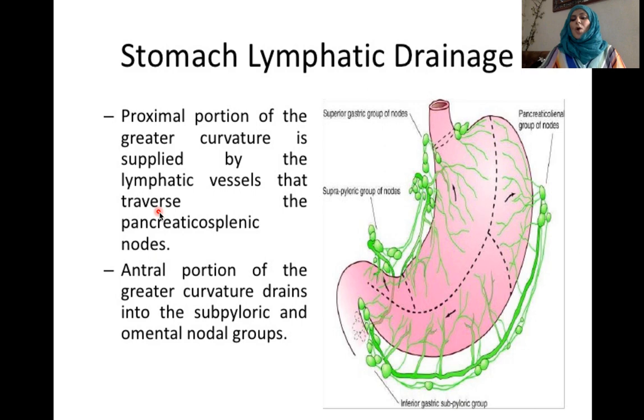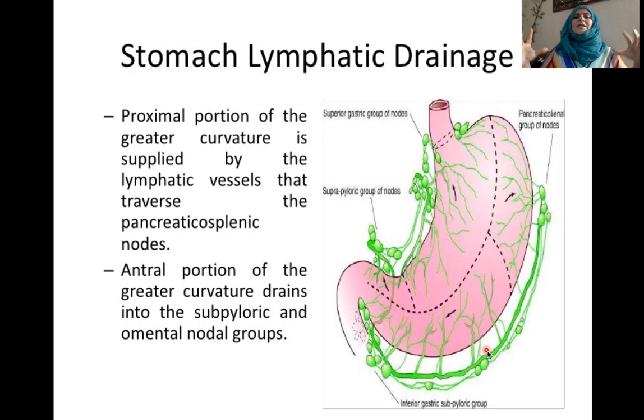What is important about the lymphatic drainage of the stomach is of course gastric CA. Any cancer we have can be metastasized by the lymph, number one, and by the blood, venous, number two. But by the lymphatic drainage, we should understand that the stomach has different lymph groups. Some are called pancreaticosplenic, superior gastric group, prepyloric group, pyloric, suprapyloric, infrapyloric, gastroepiploic lymph nodes. All these lymph nodes are located around the stomach.